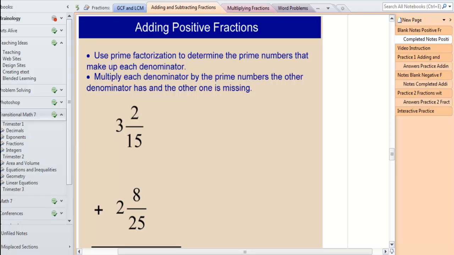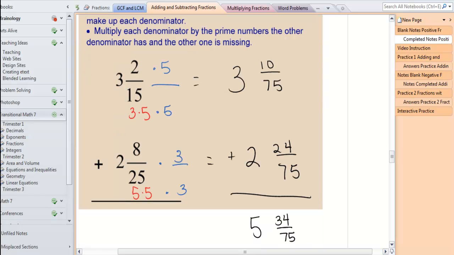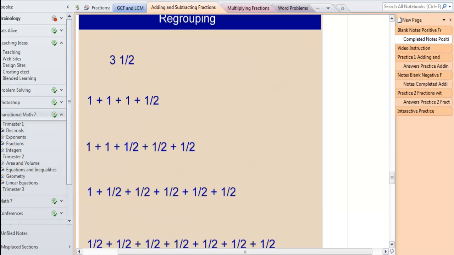Now I'd like you to try the techniques we just learned to use prime factorization for the denominators, find your least common multiple for the denominators, and then add, regroup if necessary, and come back and check. You should have multiplied the first fraction by 5 over 5 and the second fraction by 3 over 3 after working with prime factorization. And then your two new fractions are 3 and 10/75 plus 2 and 24/75, which gives you 5 and 34/75, and there's no reason to regroup.